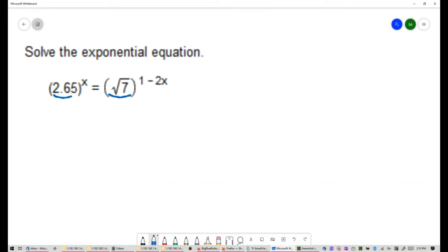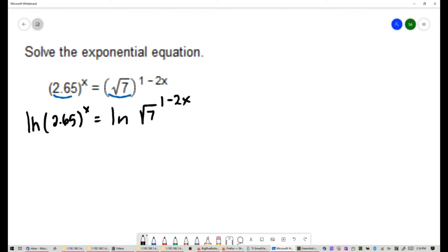Now both methods work just fine, but I typically prefer to take the log of both sides because I use natural log. And natural log is usually on the home screen of your calculator. So once you get to the answer, it is easier to type in the calculator because it's using natural logs. So I'm going to take the log of both sides. I'll do natural log on the left, natural log of 2.65 to the x, and natural log on the right, natural log of square root of 7 to the 1 minus 2x.